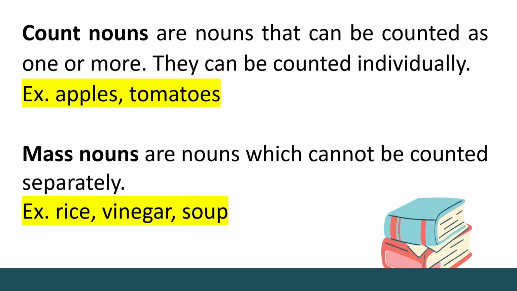Remember that count nouns are nouns that can be counted as one or more. They can be counted individually. Example, apples and then tomatoes. And then for mass nouns, those are nouns which cannot be counted separately. Examples are rice, vinegar, and then soup.